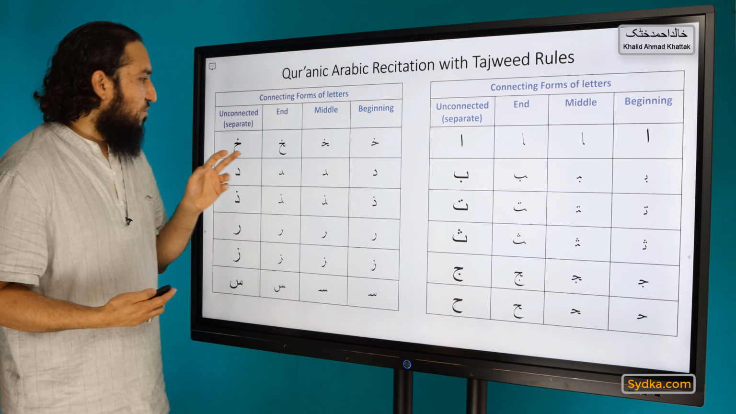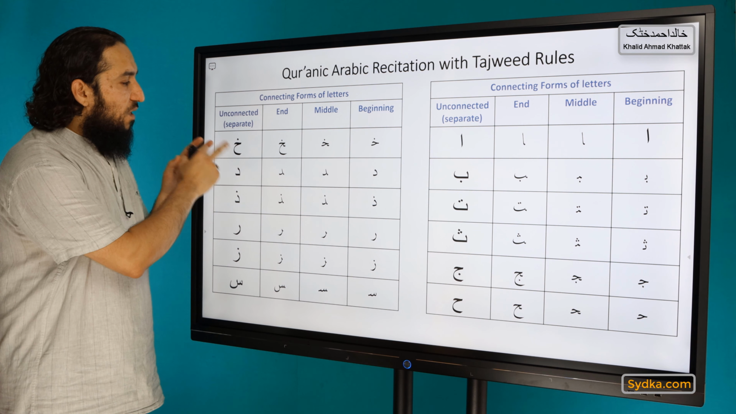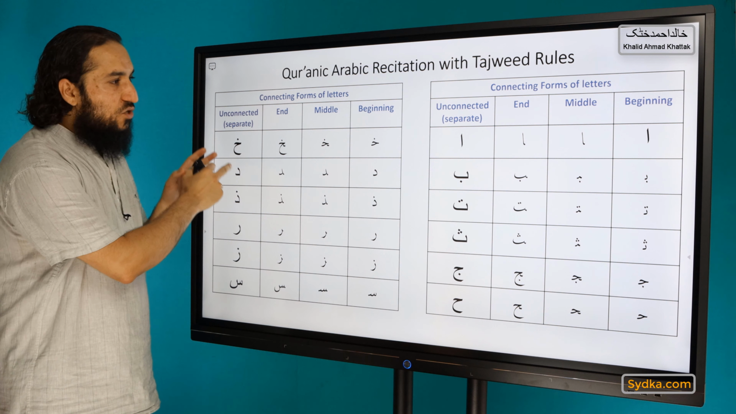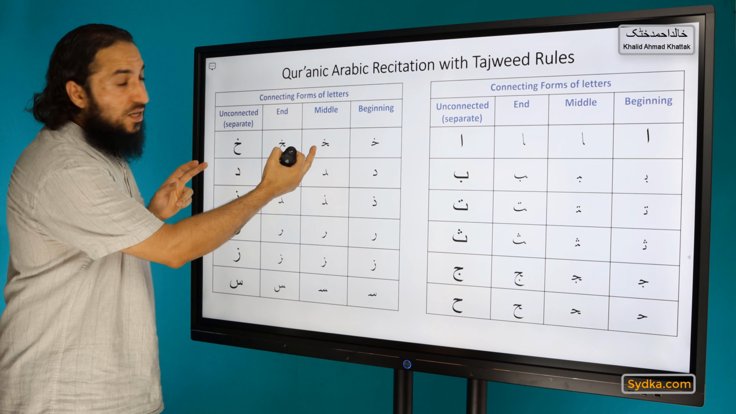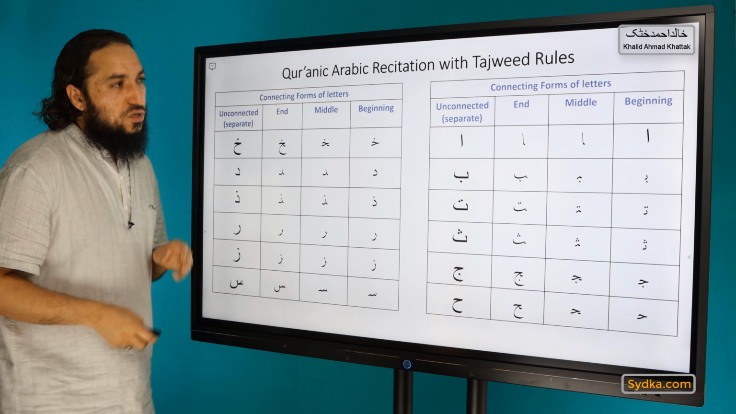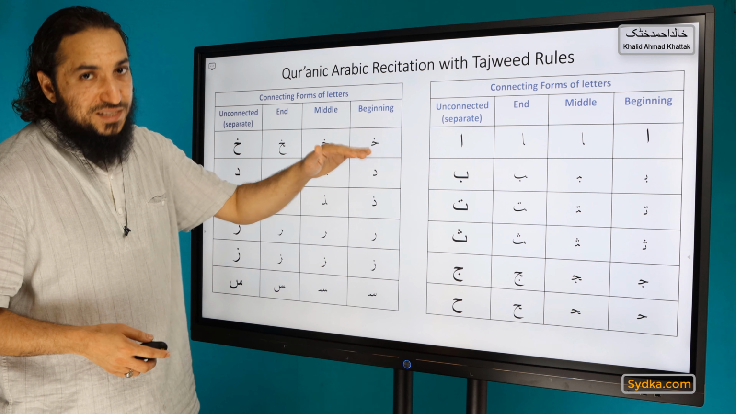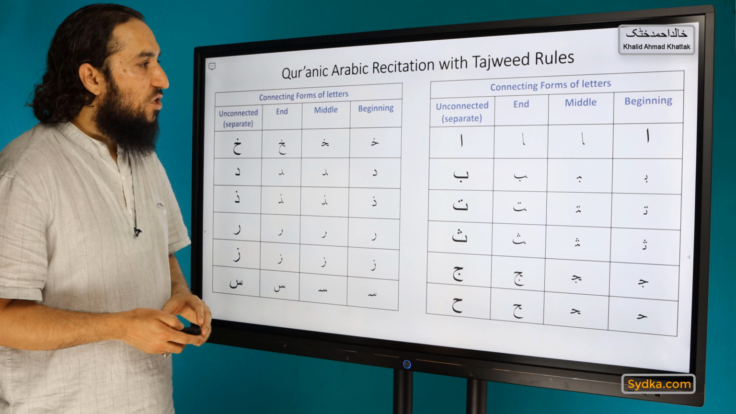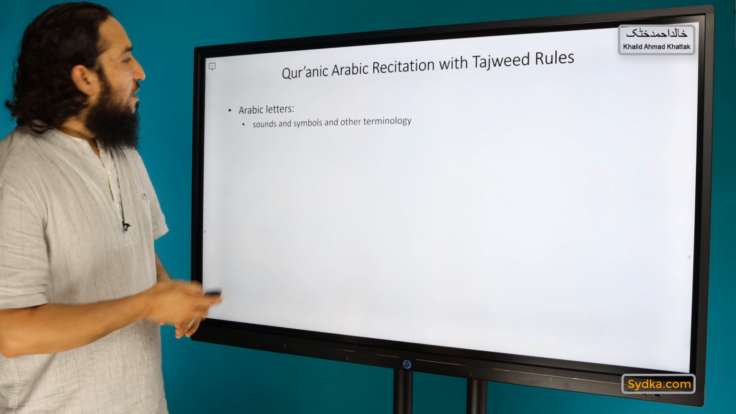Similarly, with another letter which is a connector, when it is on its own it has one structure. When you see it in the beginning of a word, it has another structure, in the middle another structure, and at the end another structure. You don't need to know this right now. We will be discussing it one by one in future sessions.